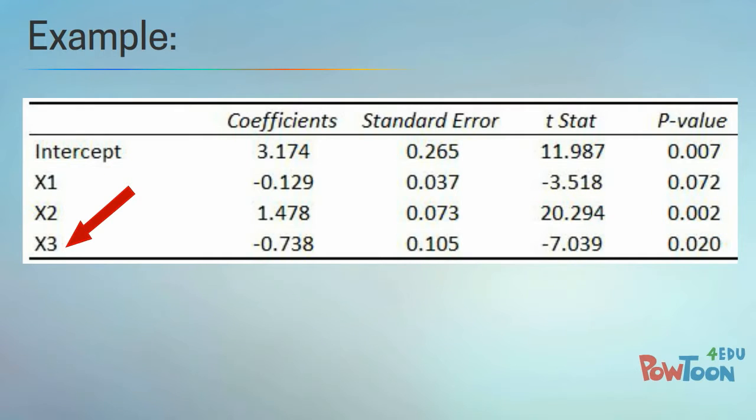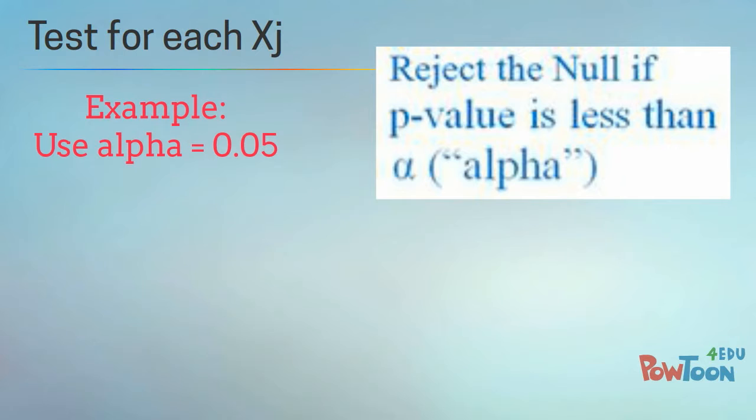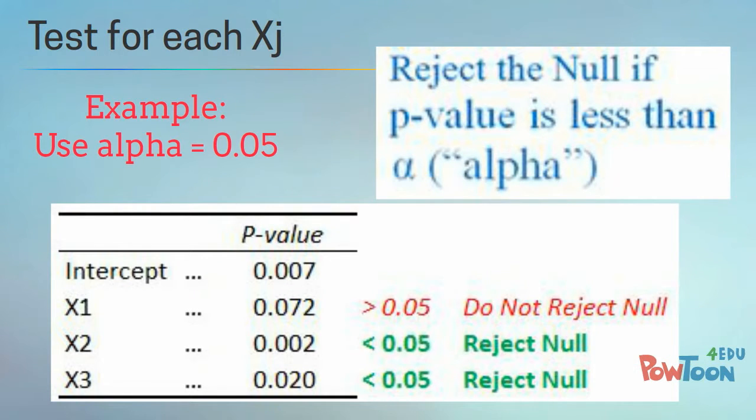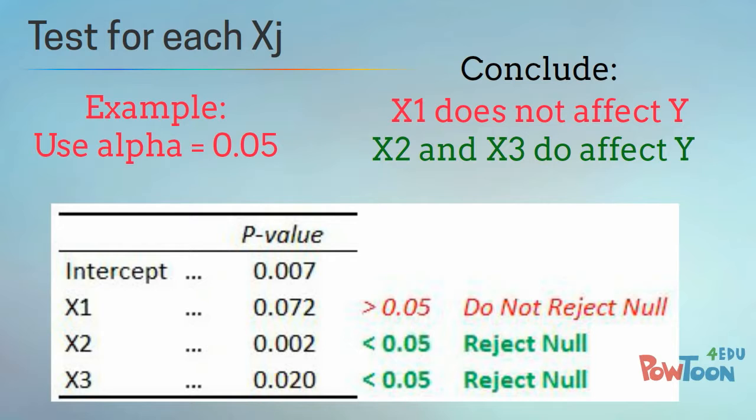And for x3, the test statistic was minus 7.039 with a p-value of 0.020. As with any other hypothesis test, we reject the null when the p-value is less than the significance level alpha. For example, if we used alpha equals 0.05 for each hypothesis test, for x1 we do not reject the null because the p-value 0.072 is greater than 0.05. For x2 and x3 we do reject the null because the p-values 0.002 and 0.020 are less than 0.05. Thus we conclude x1 does not, but x2 and x3 do affect y.